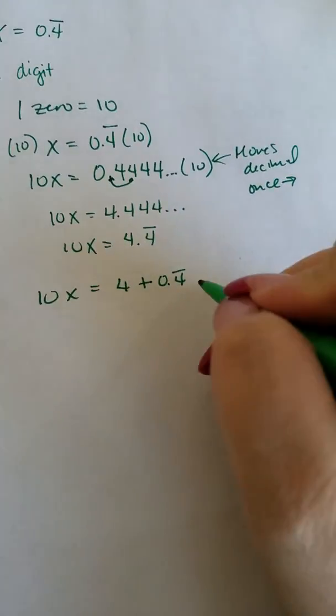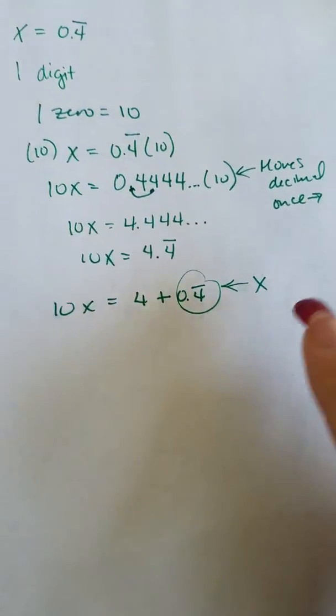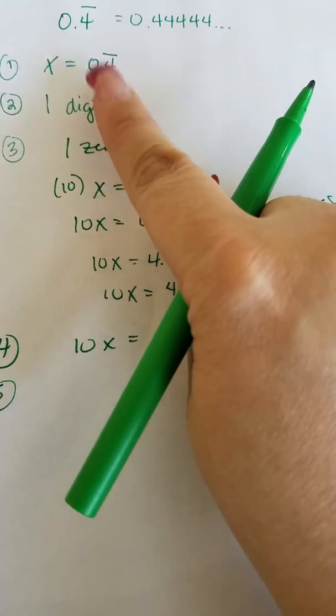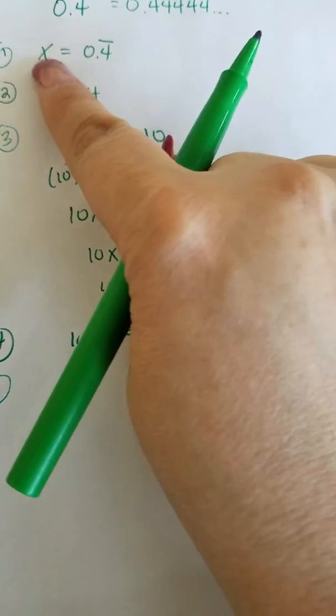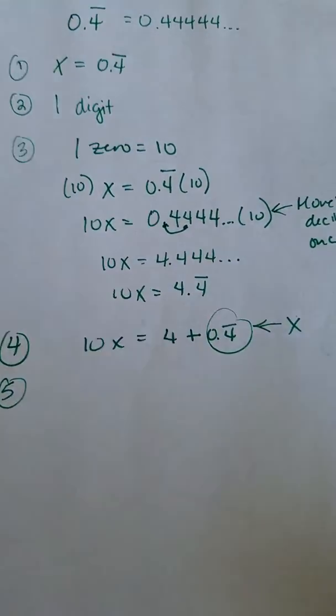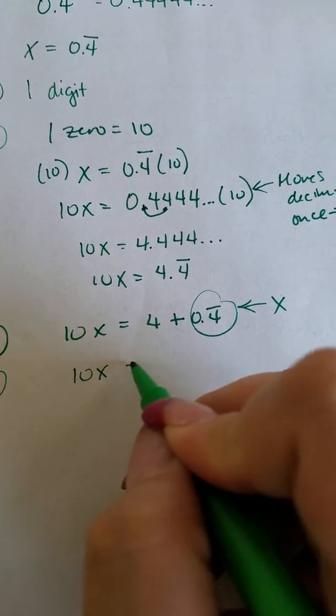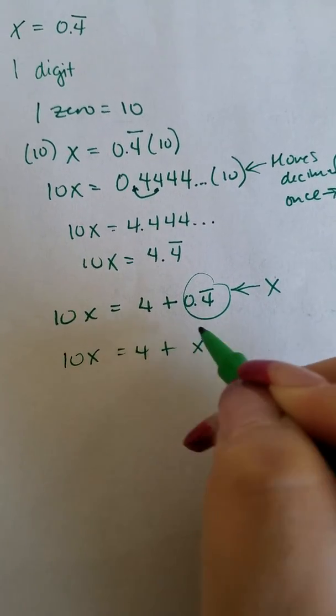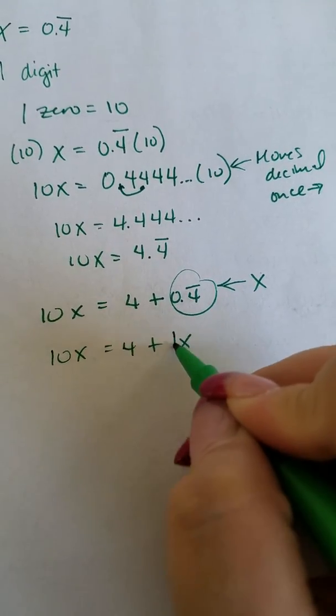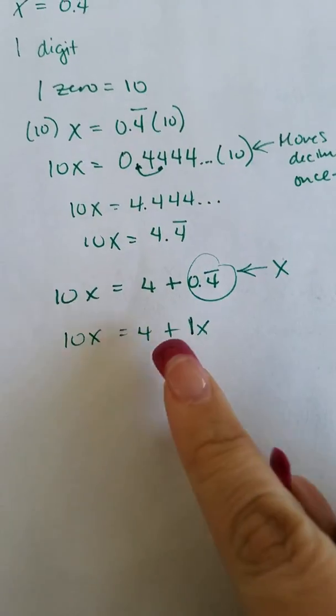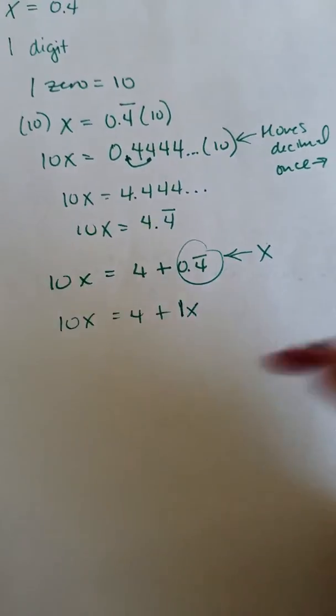Step 5, this technically is the same thing as x because we told ourselves at the very beginning that these two are interchangeable. They can be the same. So rewrite it as 10x equals 4 plus x. If you need to put a 1 there, put a 1 there. But remember, that is 1x.